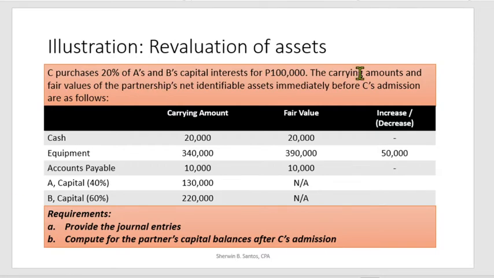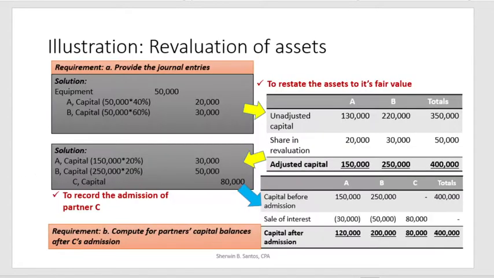So let us remember the figures. C bought 20% of the capital of A and B for 100,000. Okay, let us take a look. We have to restate first the asset accounts before we admit the new partner. So let us look at this solution. Since, based on the previous problem, the equipment has increased by 50,000, then you have to debit equipment 50,000. And then, how do we recognize the increase in the equipment? For A and B only, because they are the only existing partners before admitting C.